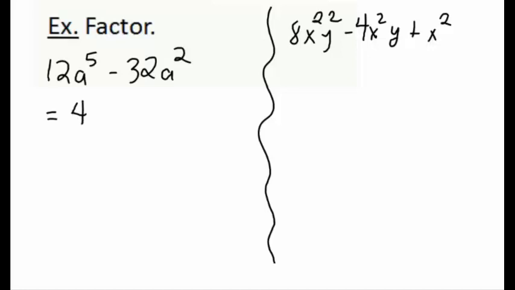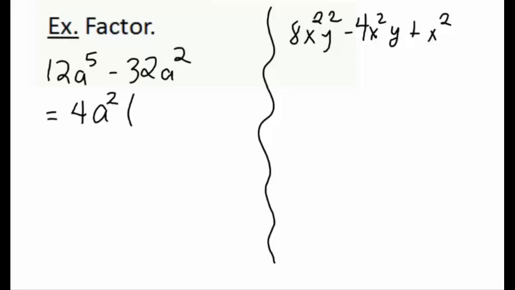And then after we have that, we move on to each one of our variables. We only have one variable, that's a, and we look at how many shared factors each monomial has. Our first monomial has 5 factors of a, and our second one has 2 factors of a. Remember that we take the fewest number of factors to get our GCF.